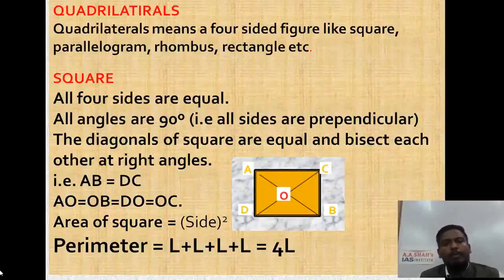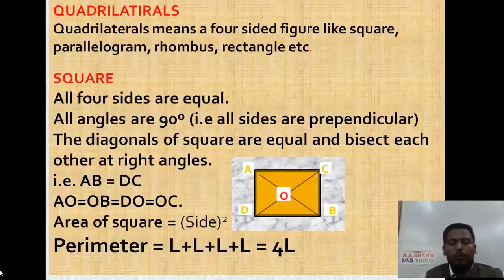Now, moving towards the perimeter of the square. First of all, what is perimeter? As in the previous slide, we have explained that perimeter is equal to the sum of all the sides. Here, the perimeter becomes the sum of all four sides, which means length of AC plus length of CB plus length of BD plus length of DA.